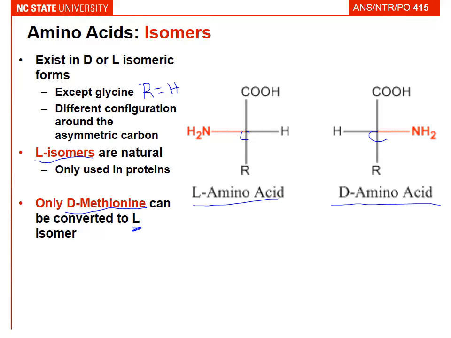So if you ever happen to be mixing feed for animals, you'll notice that the bag for methionine typically says DL-methionine, where your lysine and threonine are always going to say L-lysine or L-threonine, because you cannot utilize D-lysine and D-threonine.